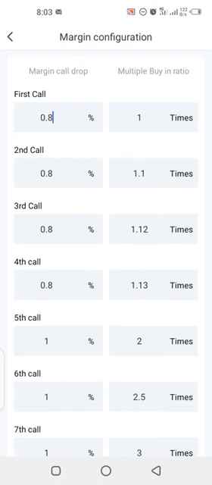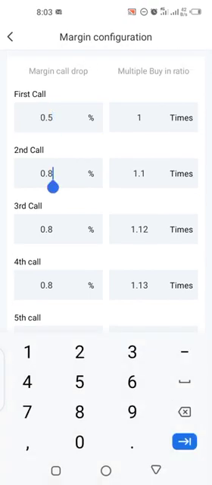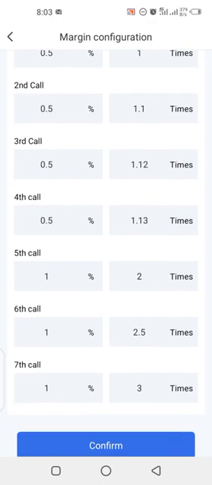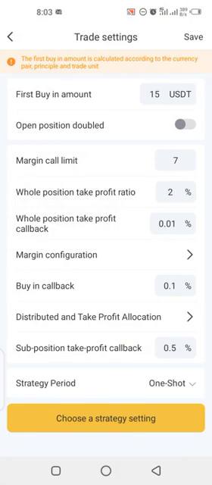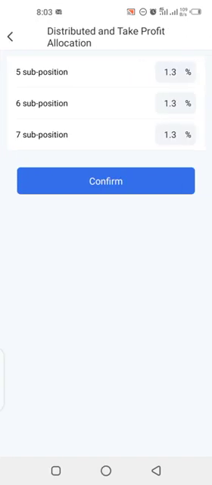So if I'm using a 1 hour time frame, 0.5 is okay here. 0.5, 0.5, 0.5. Then here I can raise it a little bit to 1%, if I'm using a 1 hour 30 minutes time frame. So this is how we can basically set up our margin calls. Remember, the multiple buying ratio moves in relationship to your first buying amount. Okay, so I confirm, and then I come to the distributed take profit allocation.